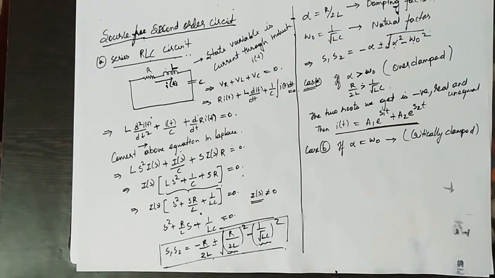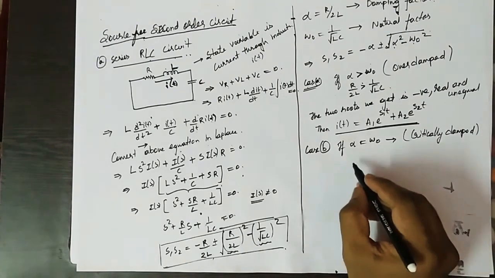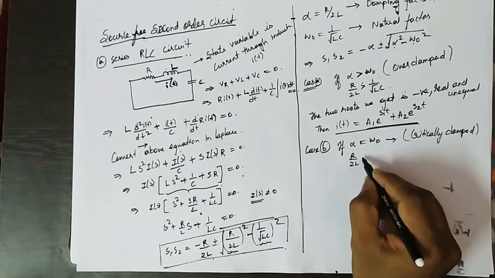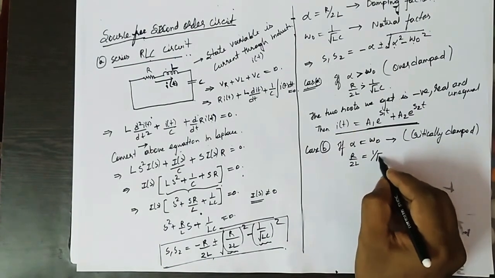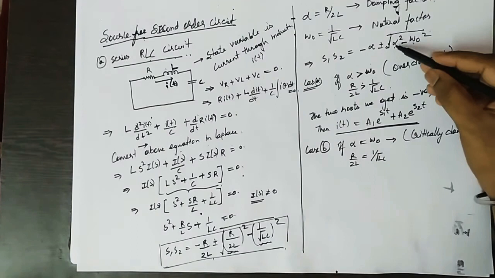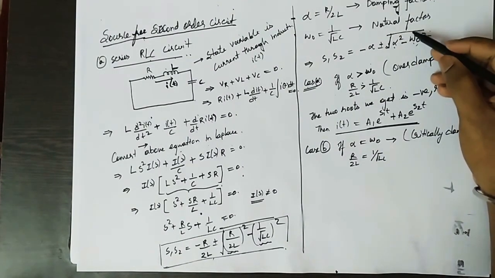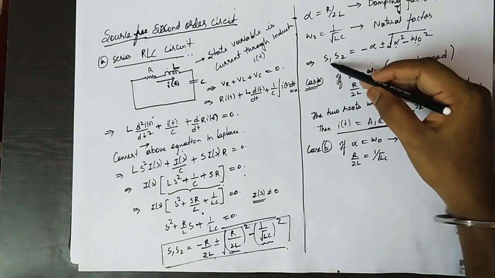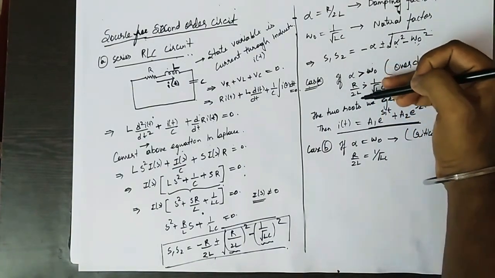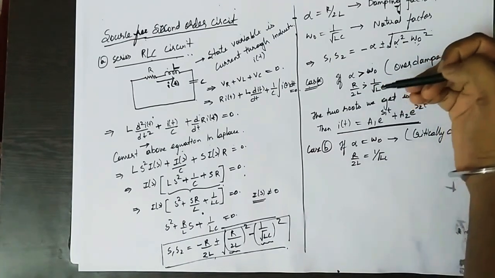Critically damped. That is R by 2L is equal to 1 by root of LC. So what happens if alpha is equal to omega naught? This entire term will become 0. If this entire term becomes 0, it means you will be getting S1 and S2 negative, real and equal roots.